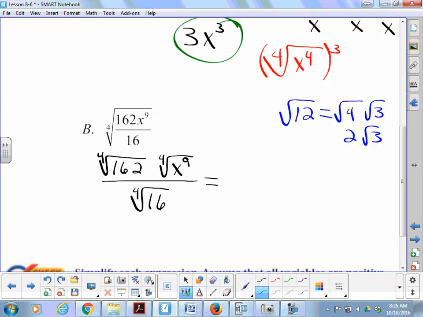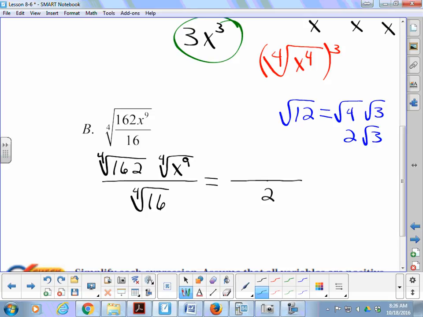All right, so let's look at our chart for numbers to the 4th power. Okay, is 162 there? No. Okay, is 16 there? Yes. Okay, so the 4th root of 16 is what? All right, so I want to simplify that part right away so I can at least make this a little bit easier. So the denominator is 2.